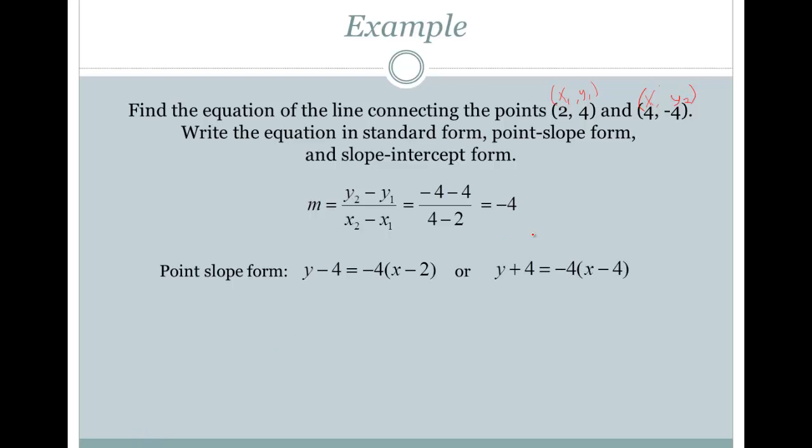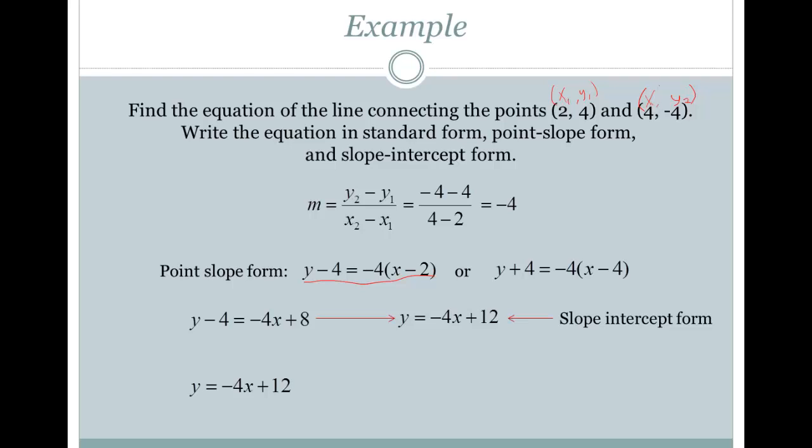These are the same equations of the same line, as you'll see when we simplify. So there is the equation of the line in point-slope form. To go from point-slope to slope-intercept, I just want to solve one of these, and I'm going to use this one. I'm going to solve this equation for y. So I distribute the negative 4, and then I'm going to bring the 4 over. If I do that, I get y equals negative 4x plus 12, and that's my slope-intercept.